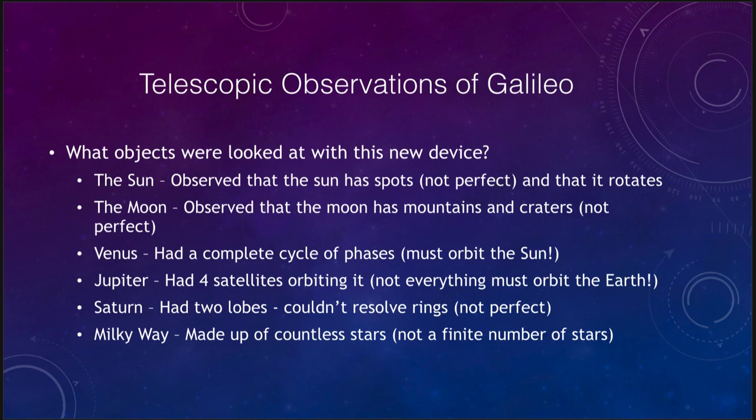He looked at things like the sun and the moon. Now, what did he learn about these two? Well, what he really learned was that the sun had spots, sunspots, and that it was rotating. Having sunspots meant that the sun was not perfect. And that was in contradiction to what the Greeks had told us, that the heavens were perfect and that everything moved in circles. Well, here we have evidence that the sun and the moon, having mountains and craters, again, were not perfect.